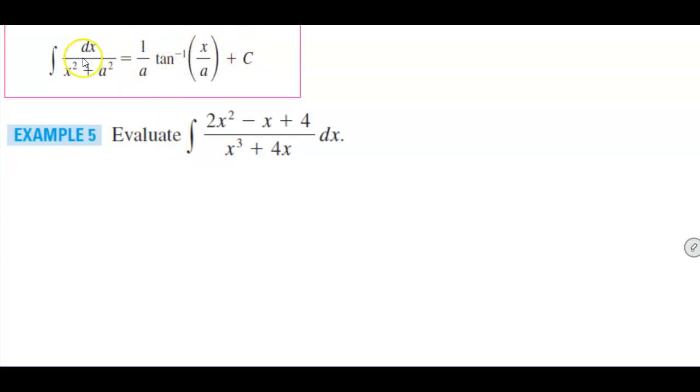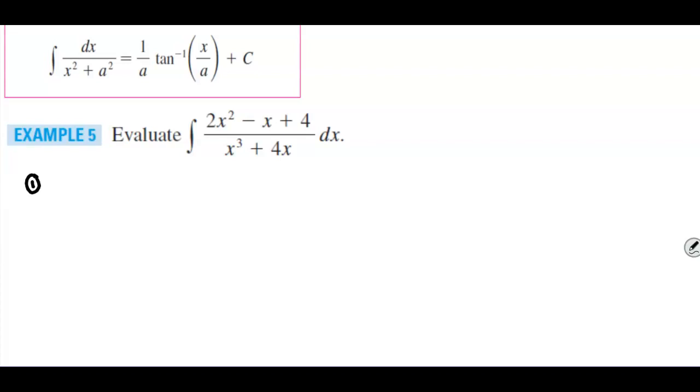So for example number 5, we're going to use the integration formula at the top here. If we integrate dx over x squared plus a squared, that's equal to 1 over a tangent inverse, or arctangent, x over a plus c. So again, let's apply the partial fractions rules here.